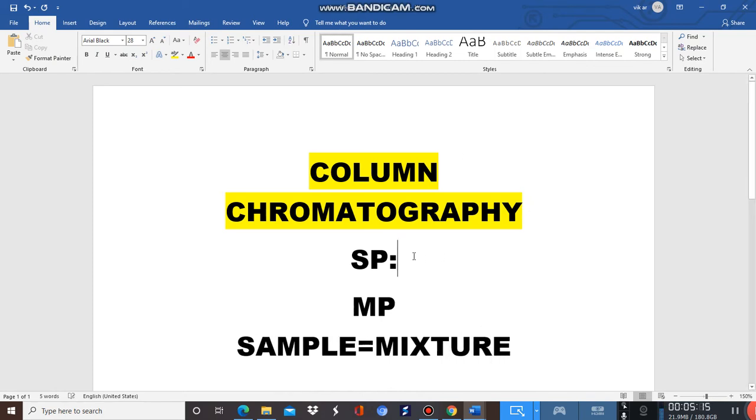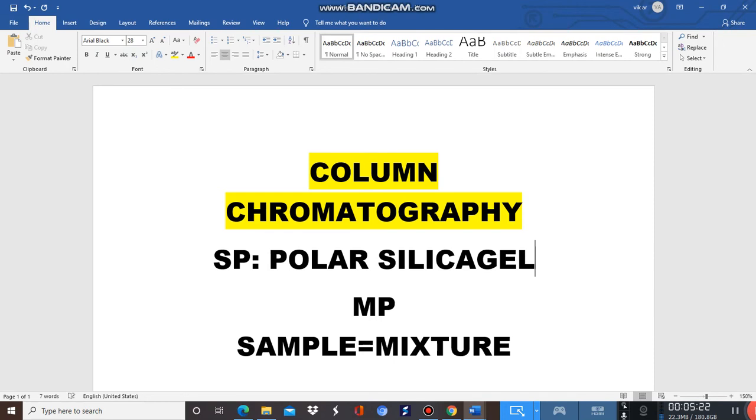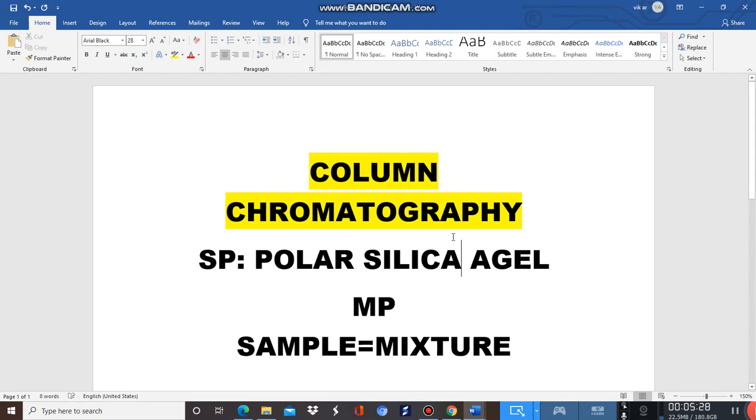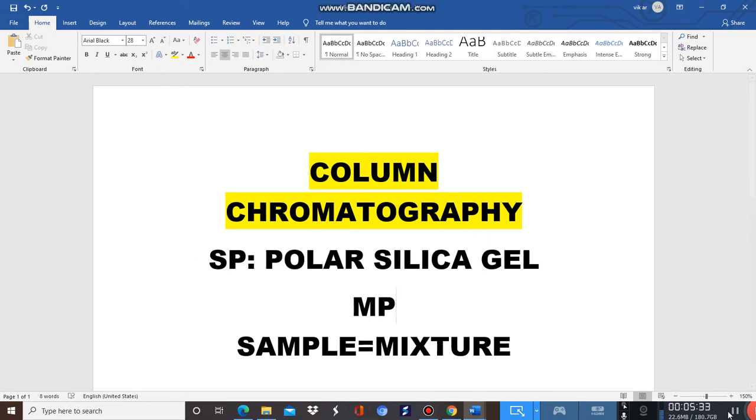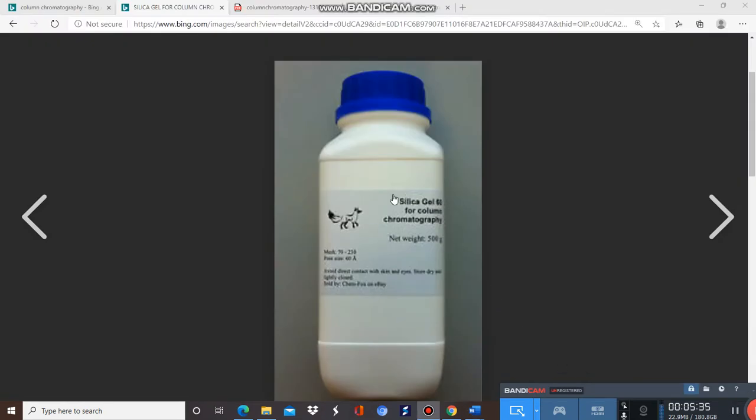Okay, so the stationary phase in the case of normal phase chromatography. In column chromatography we are using a polar stationary phase like silica gel, but of different grade, especially made for column chromatography. It is special grade silica. You see this is silica gel 60, especially for column chromatography. We do not use silica gel G, that is used in the case of TLC. In column chromatography, we use a different type of silica gel of different grade.